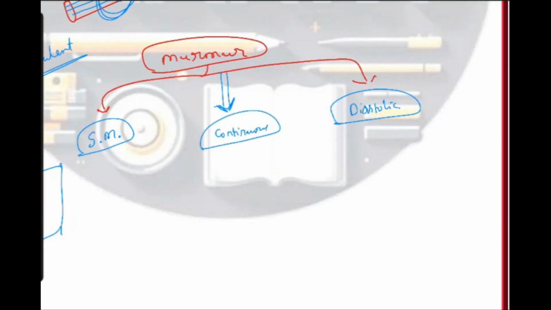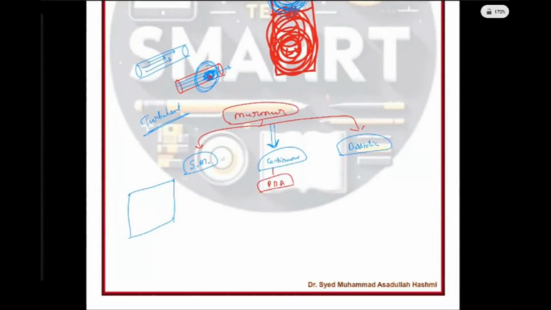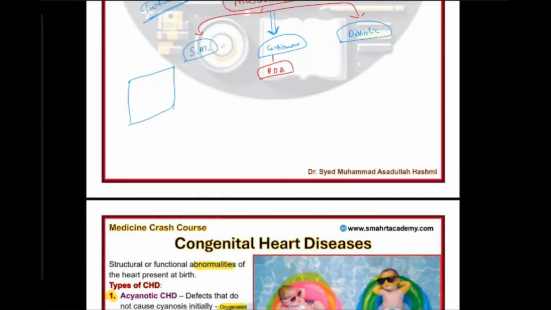Continuous murmur, I know only one condition, and that is a very important condition, patent ductus arteriosus. Systolic and diastolic we will read, okay, as we build on this. Everybody understood what is a murmur? When murmurs occur, turbulent blood flow. Okay, whenever the blood flow is turbulent.